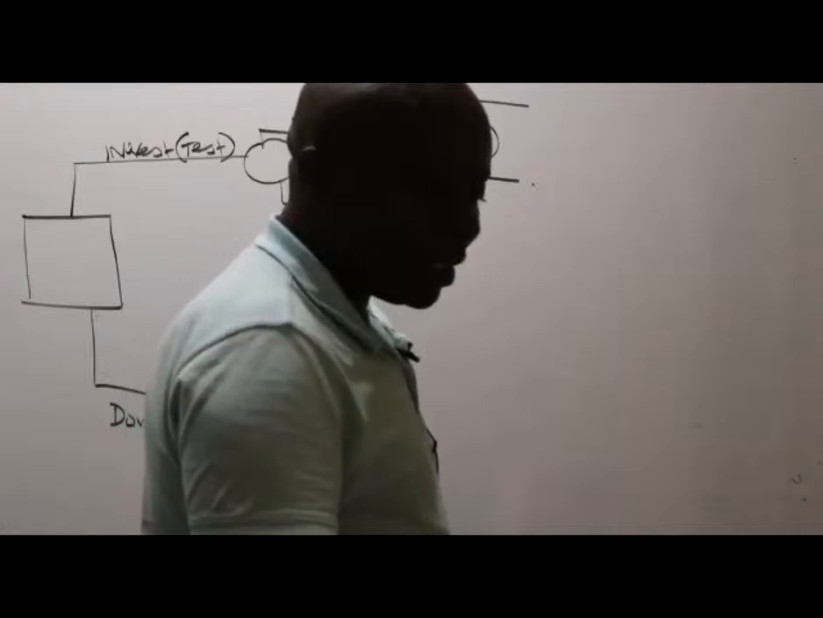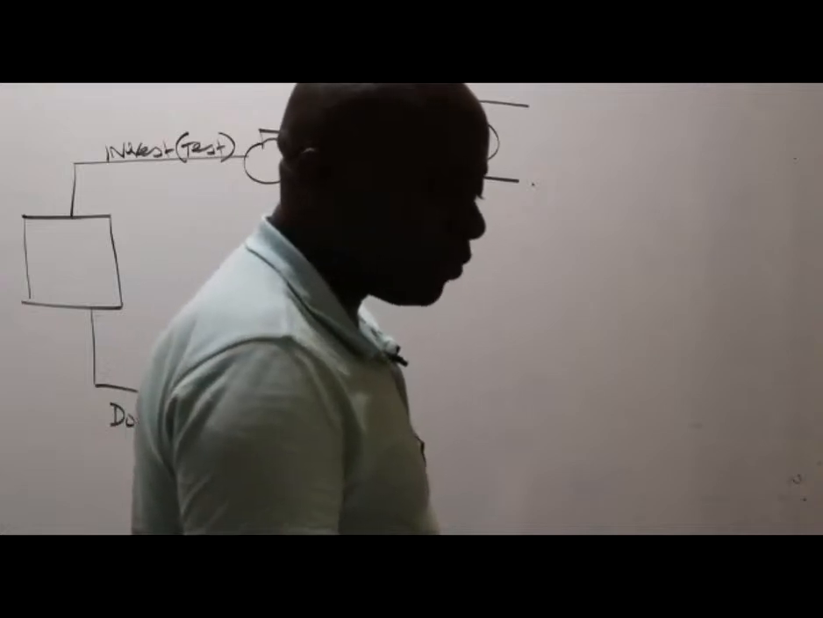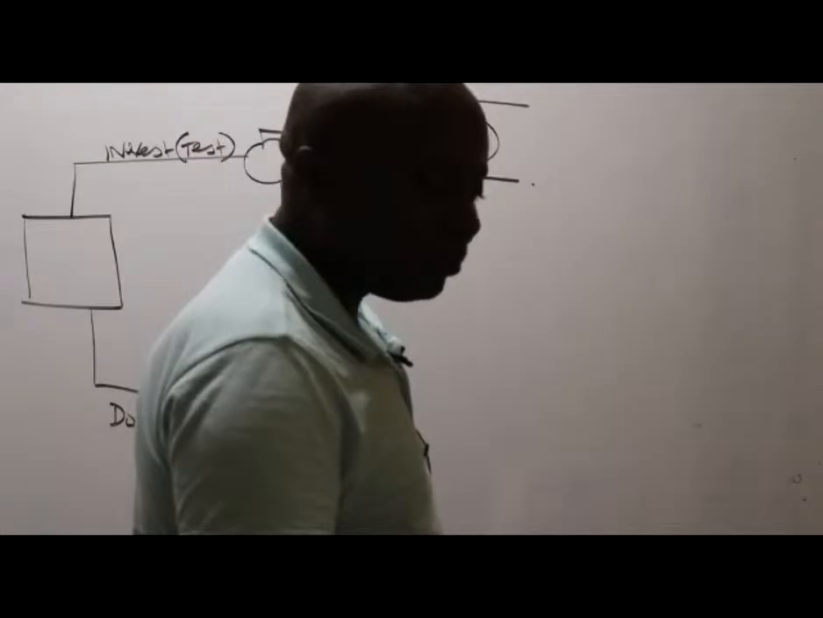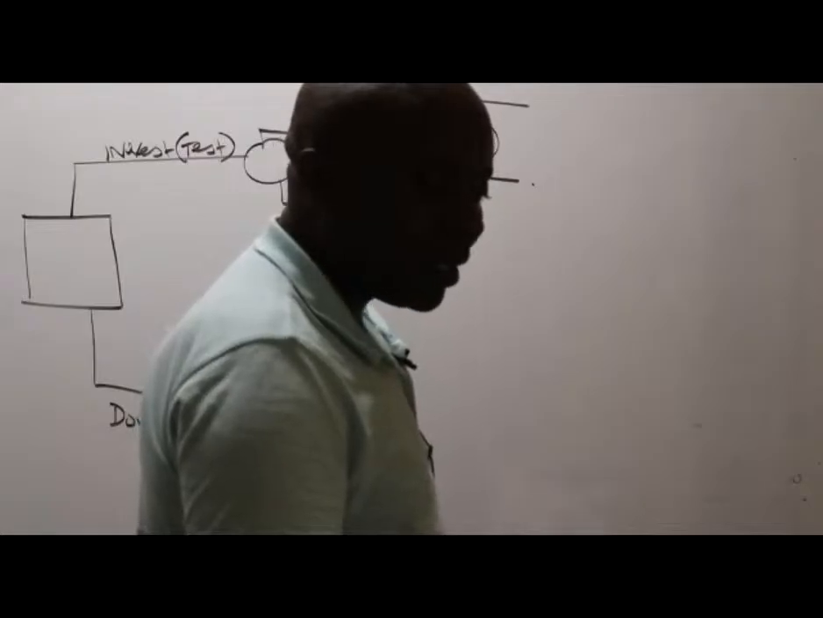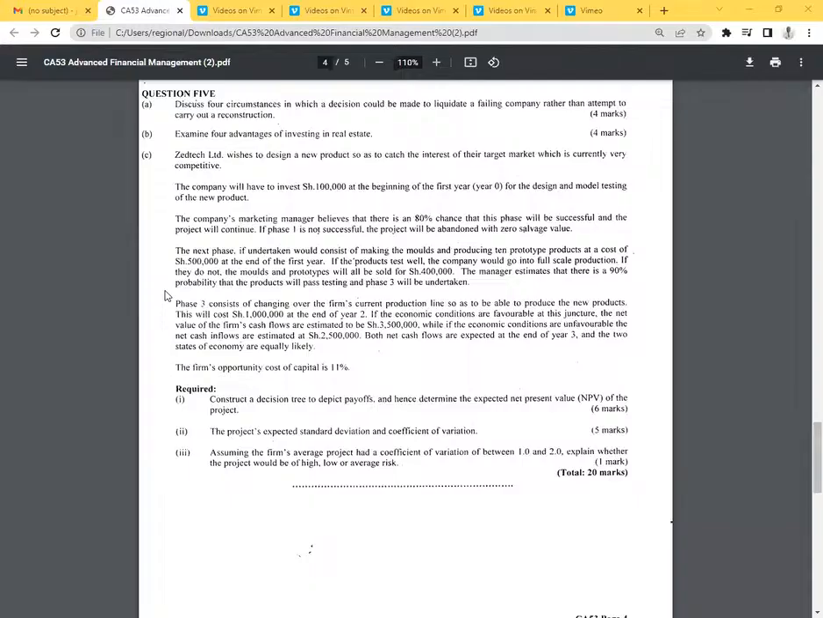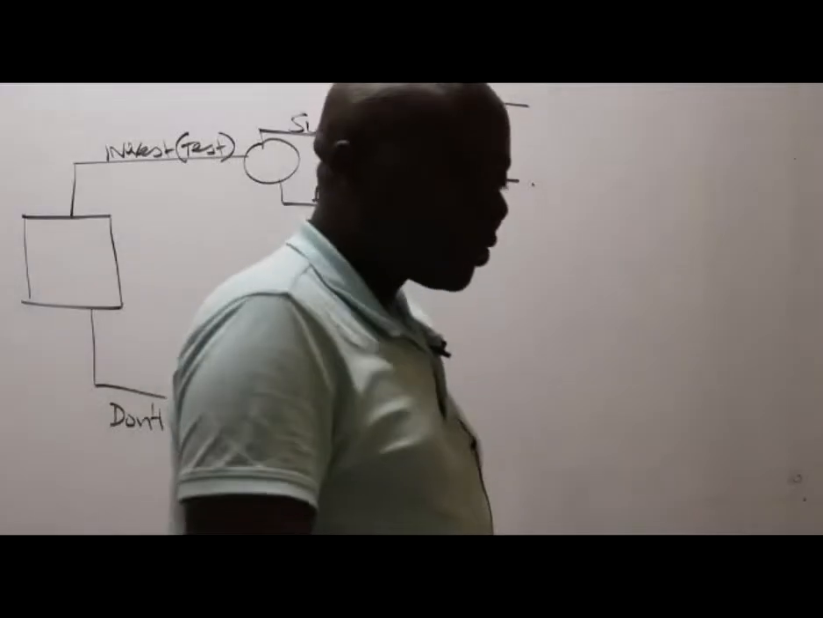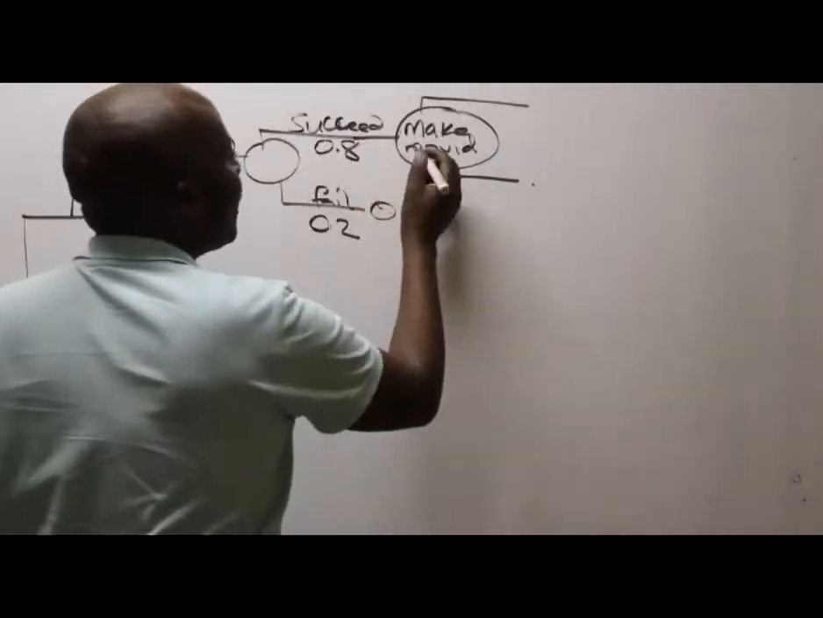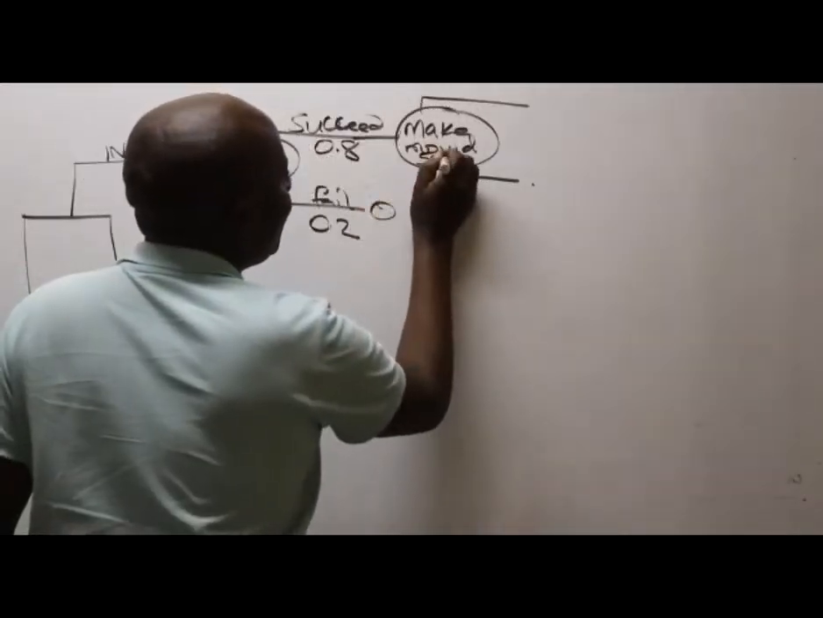Why am I capturing this process of making molds, ladies and gentlemen, in the form of a circle? That circle is basically premised on what we are told here, that the next phase, if undertaken, would consist of making the molds and producing 10 prototype products at a cost of 500. Let's capture this cost of 500. So the cost of making the molds is 500. I'll put this in brackets.